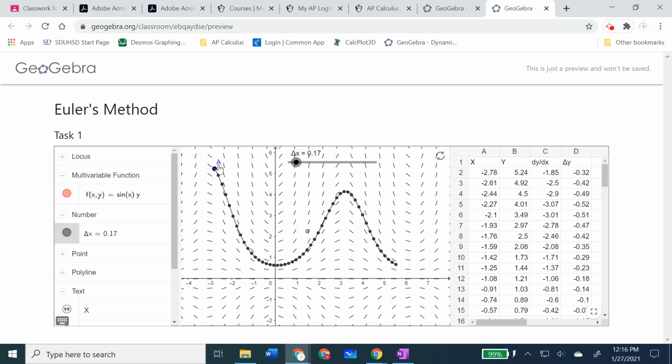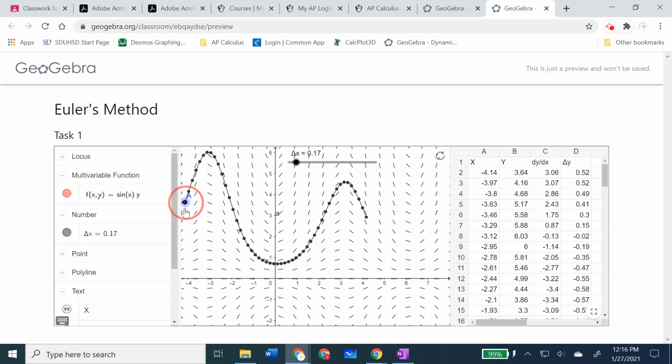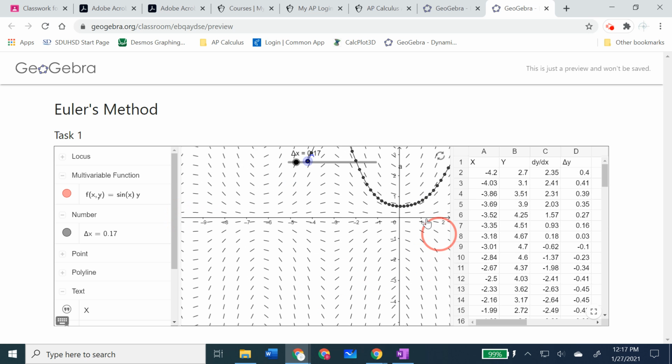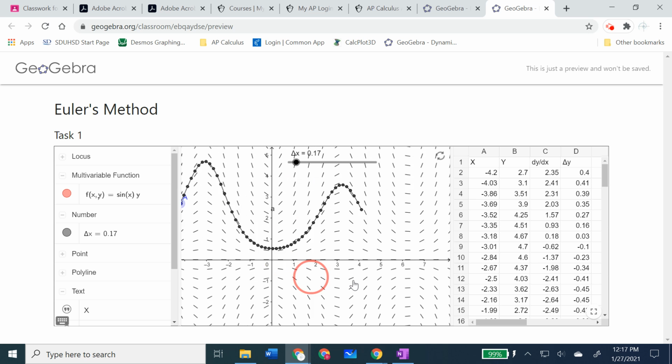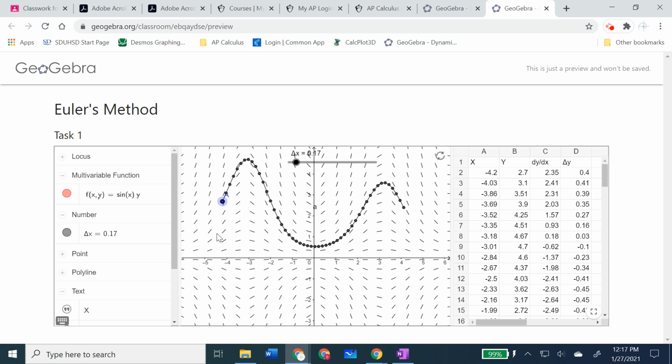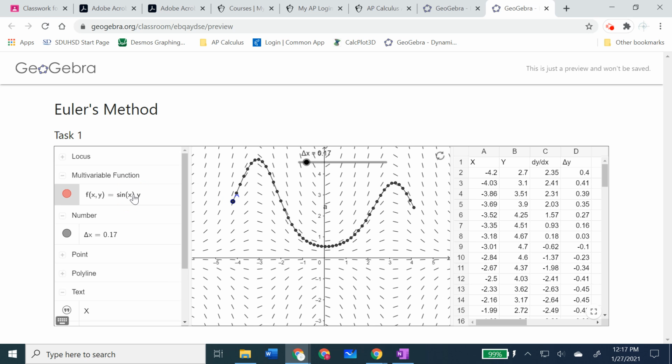You can also take this initial point, the one known point, and you can move it around and see how that changes things. You can also move your grid around. You can change the function you are working with.